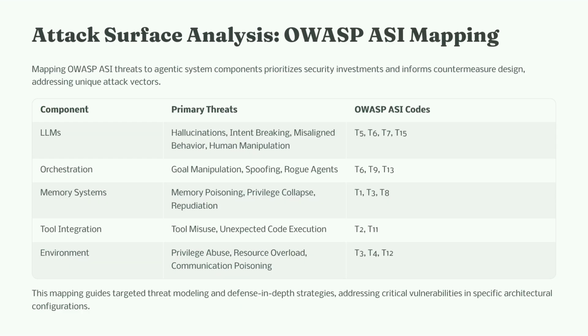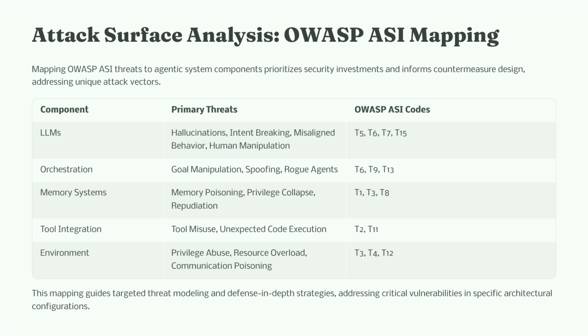As we transition from understanding the operational environment, let's delve into the concept of attack surface analysis, specifically through the lens of OWASP mapping. This approach is crucial in identifying and prioritizing security investments by directly linking threats to the components of agentic systems. In this analysis, various components face distinct primary threats.